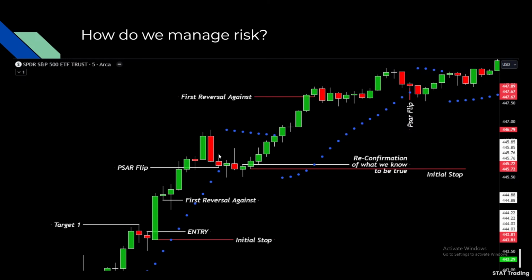But since it has hit target 1, ideally it's break even. Even if it is a slight loss, you have already made money from your first partial here, and when you stopped at break even here. So you're still up. And then you reevaluate again.